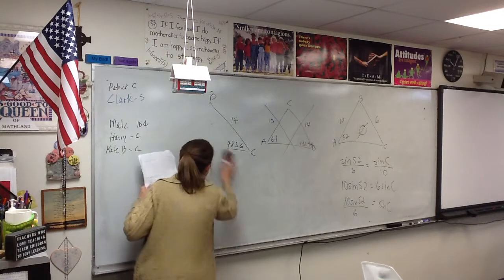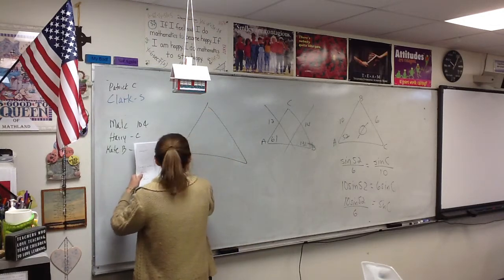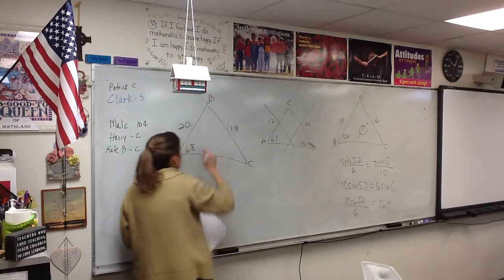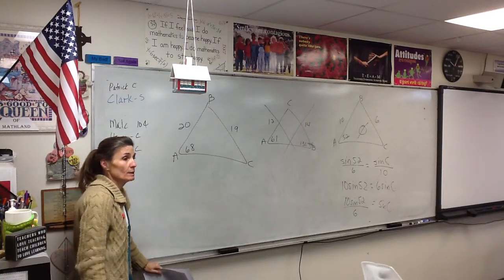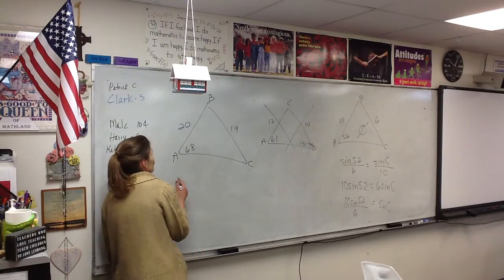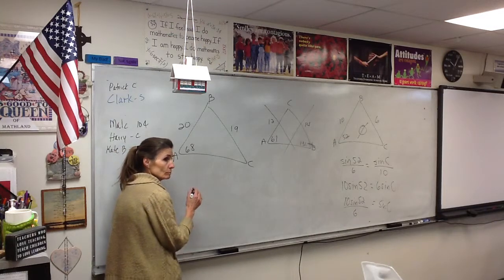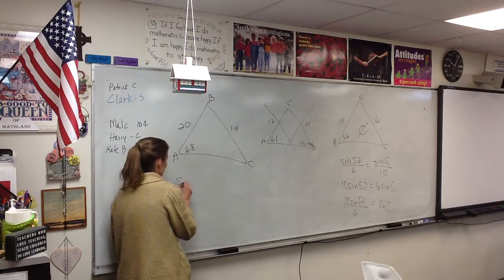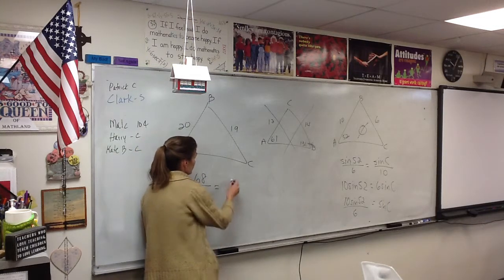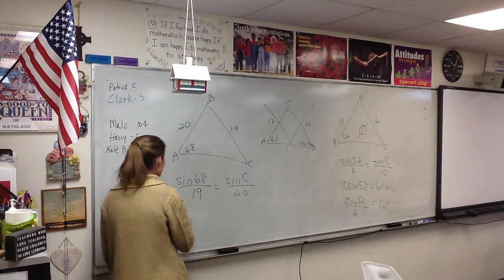Okay, one more of this kind. Ready? Here we go. Setup. Veronica Stemke, setup. Sine 68 over 19. Perfect. Sine C over 1. You are exactly on target. So now we cross multiply.